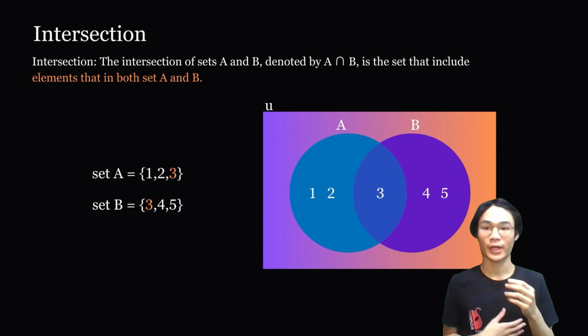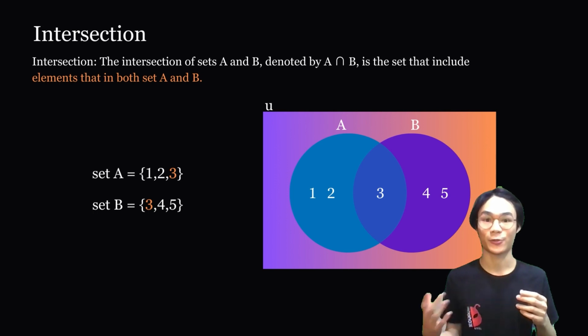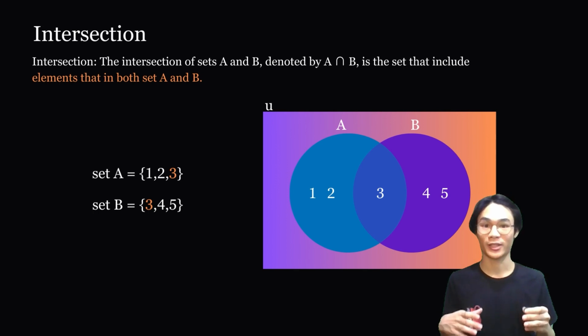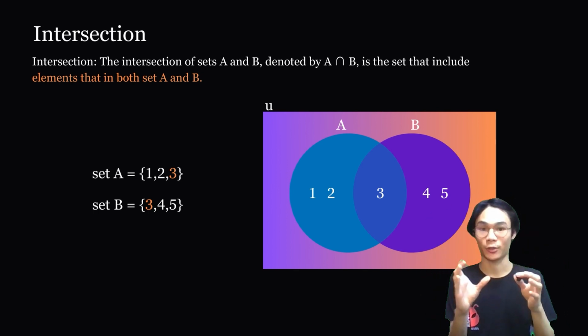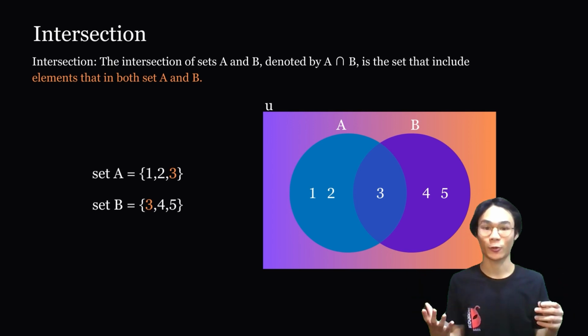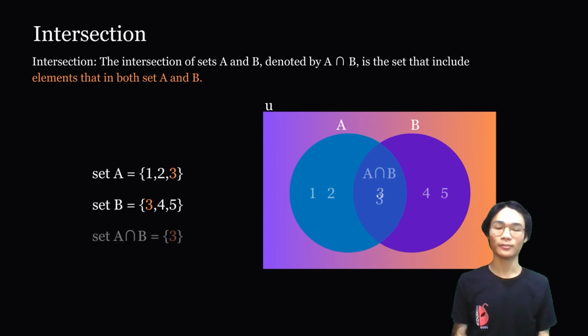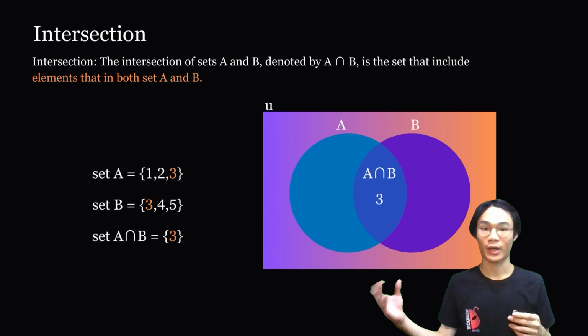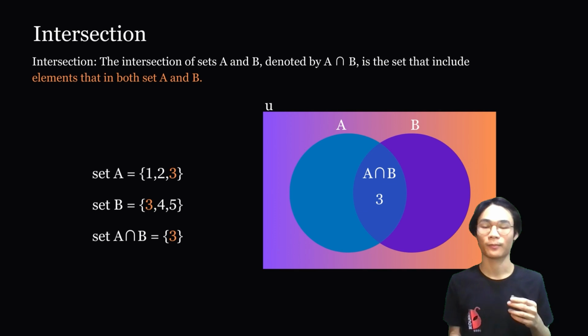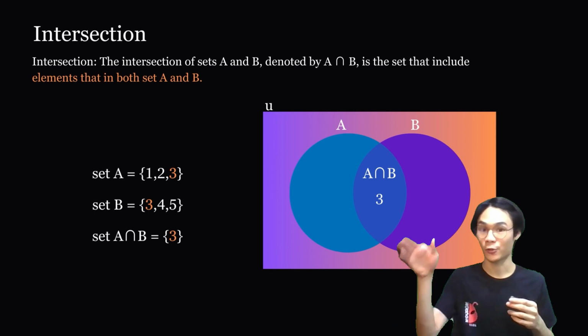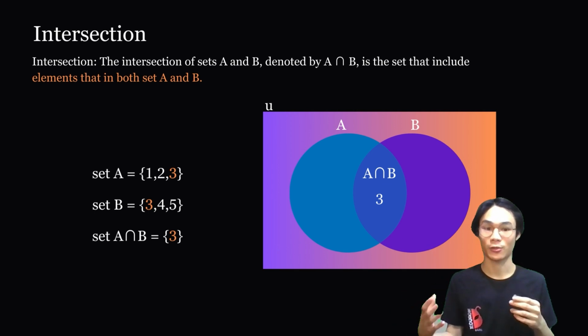For the second operation, we have intersection. The reason we call it intersection is because it denotes the area that overlaps or intersects between set A and set B. Or in other words, it's just the elements that are in both set A and set B at the same time. Let's look at the same example. We have A that includes 1, 2, and 3, and B that includes 3, 4, and 5. The result of A intersect B is denoted by the symbol A, reverse U, and B. And the result is only 3 because, as you can see, 3 is the only element that is in both set A and set B.